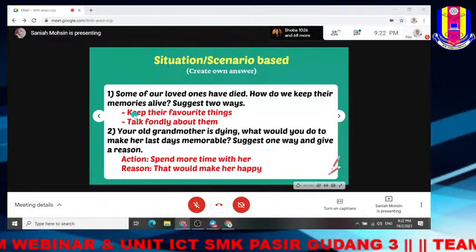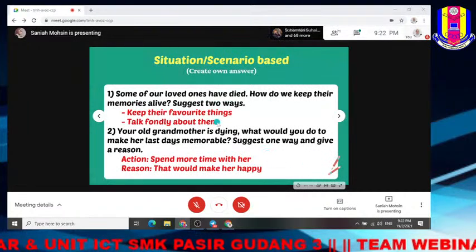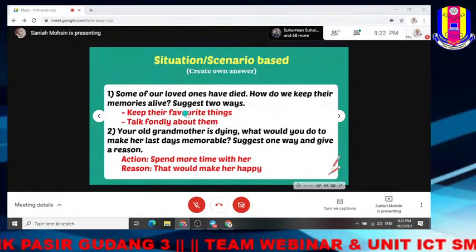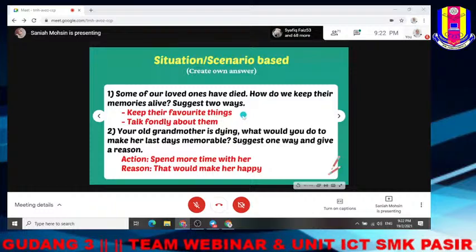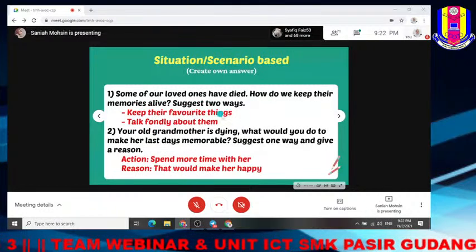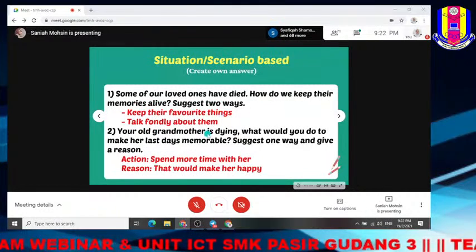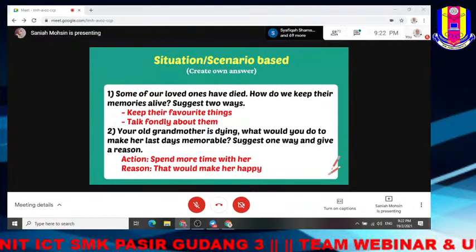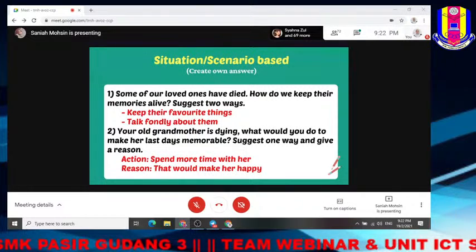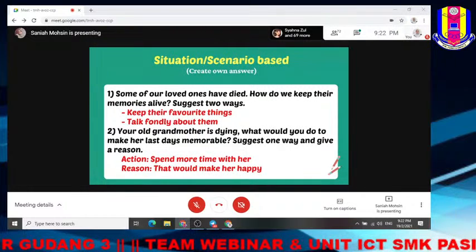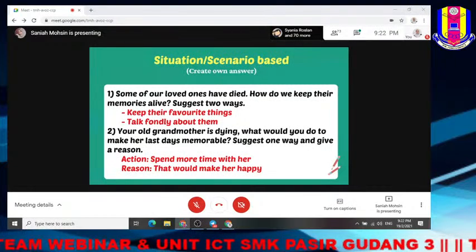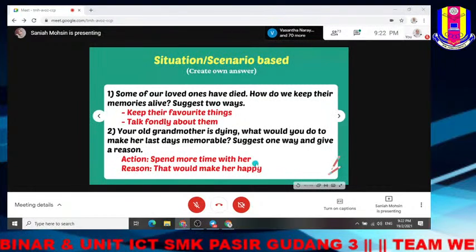Okay, so question number 1 tadi kan kita cakap suggest 2 ways. So pastikan the 2 ways mesti different. Keep their favourite things ataupun belonging macam Syawal cakap. So yang pertama dah cakap pasal things. Yang kedua, you must talk about different point. Okay, for example, talk fondly about them. Okay, cakap yang baik-baik. Kita always talk what are the good personality of them. Then you can keep your memories alive.